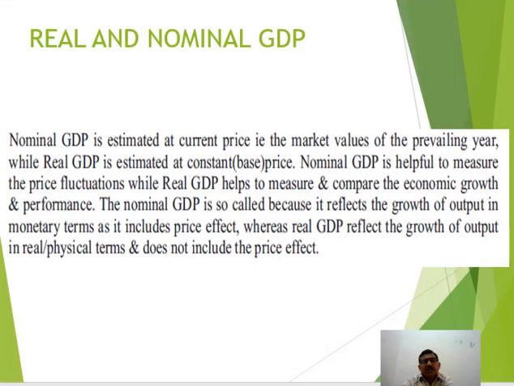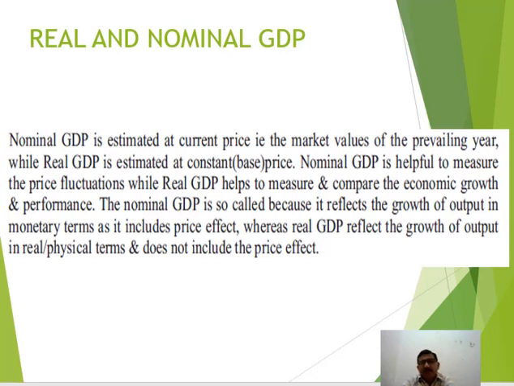Now, there are two types of GDP, real GDP and nominal GDP. When the production of current year goods and services is estimated at the current price, it is called nominal GDP or GDP at current prices. But when current year production of goods and services is multiplied by base year prices, previous year prices, it is known as the real GDP or GDP at constant prices.